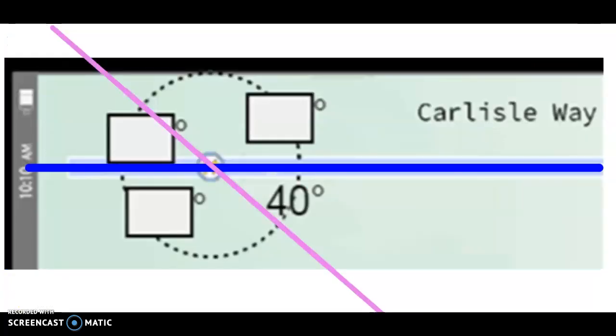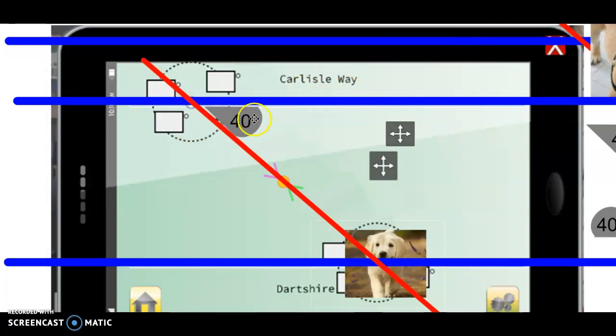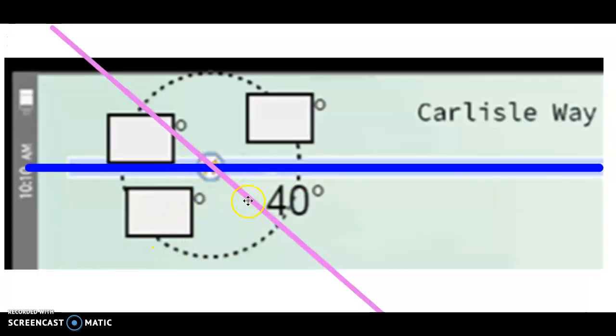So let's look at how we're going to do this problem. I've zoomed in to this part right up here. Let's get rid of the dog and this angle here. I'm going to zoom into this part right here, so this is all we're going to see. We're looking at this angle here, which is the one that they give us, and they're asking us, what are these angles?